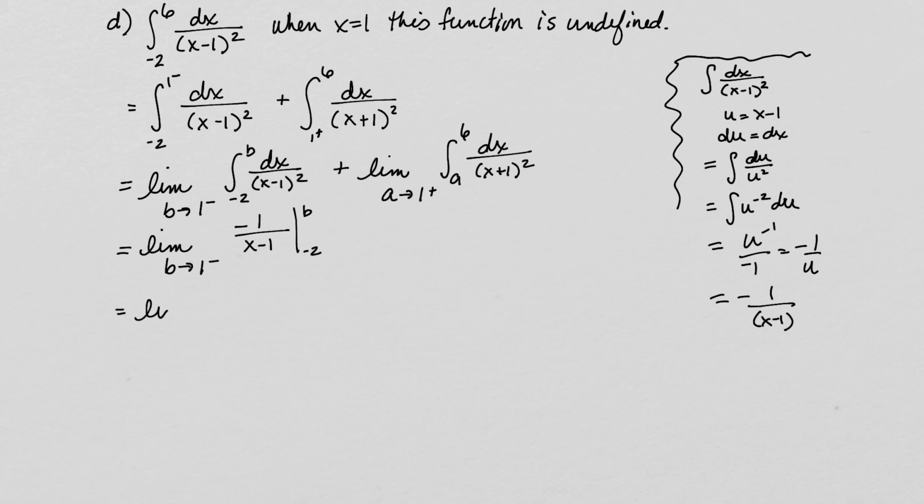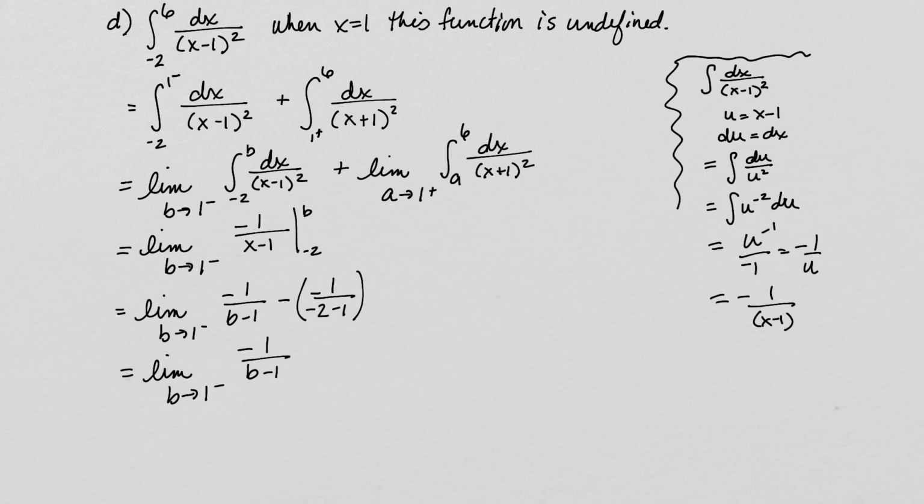So this is going to be the limit as b approaches 1 from the left of minus 1 over b minus 1, minus minus 1 over minus 2 minus 1. So we have the limit as b approaches 1 from the left of minus 1 over b minus 1, minus, this is going to be minus 1 over minus 3, so the minuses cancel, just minus 1/3.